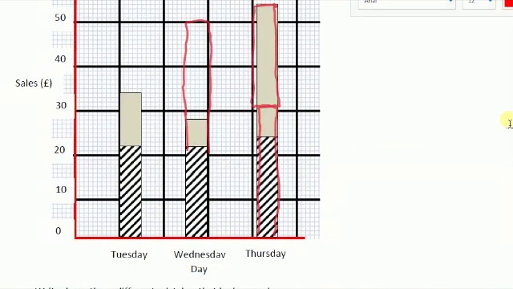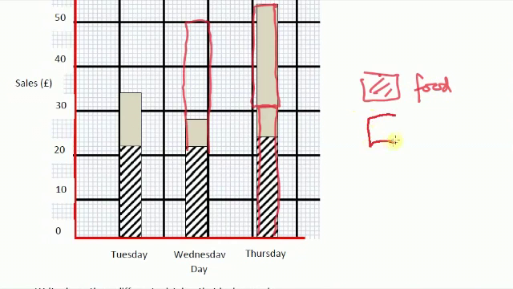What else is wrong with this bar chart? We don't have a key. He hasn't told us which shading represents which food or drink, so there needs to be a key. So that we know that that one represents food, and the one which is grey shaded, can't really shade grey very easily here, let's say that is for drink, and that is our key.